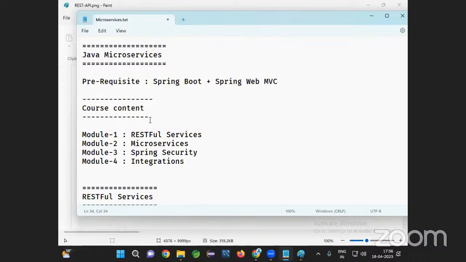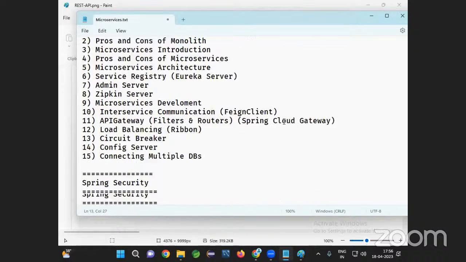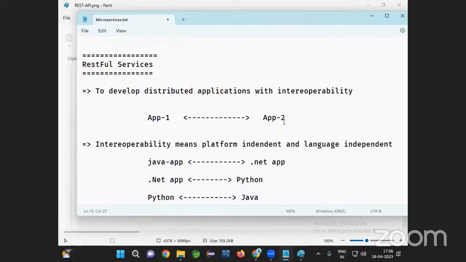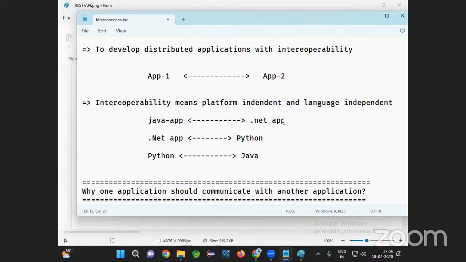You got the clarity, what is a RESTful service? What is a distributed application? What is interoperability? Yes, what is a RESTful service? RESTful services are used to develop distributed applications with interoperability. What is the meaning of interoperability? Language independent and platform independent. If two applications are communicating, they are called interoperable applications.